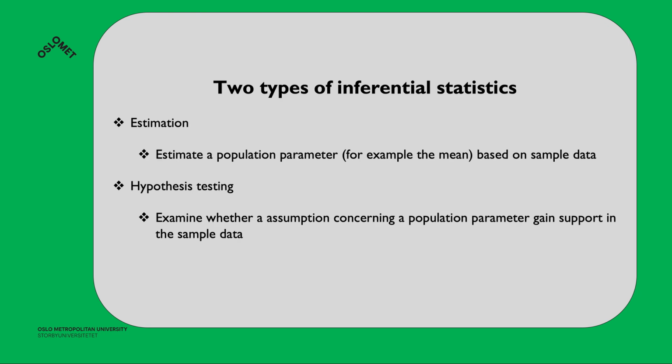So we have two types of inferential statistics. We have estimation, which is to estimate the population parameter, for example a mean, based on sample data. And we have hypothesis testing, which is to examine whether an assumption concerning a population parameter gains support in the sample data. So using just a sample, for estimation, we say that this is the estimate of a mean, the mean trust, for example, in the population based on just a sample, and we examine whether an assumption concerning a population parameter gains support in the sample data.